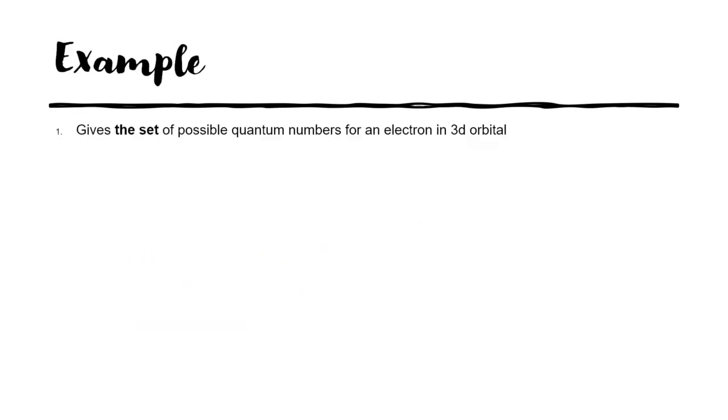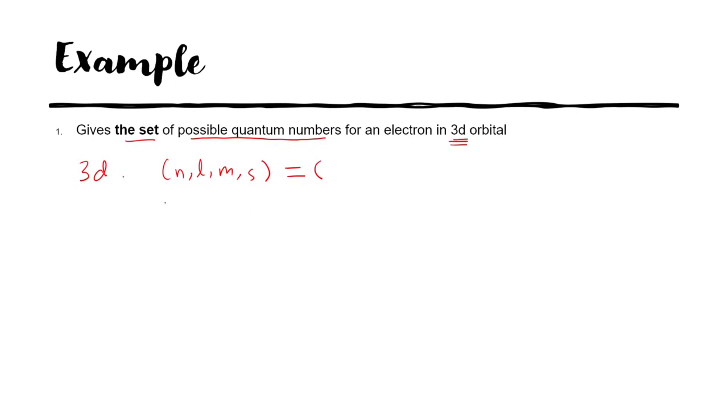Okay, so let's try to see an example. Give the set of possible quantum numbers for an electron in 3D orbital. Now you are given 3D, and we want to write down the N, L, M, S. Every time you are asked to give the set of possible quantum numbers, do not just write down the numbers. You need to write down a bracket N, comma, L, comma, M, comma, S, close bracket, and the numbers.